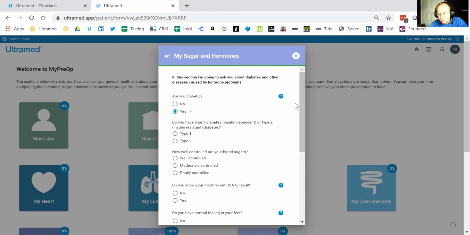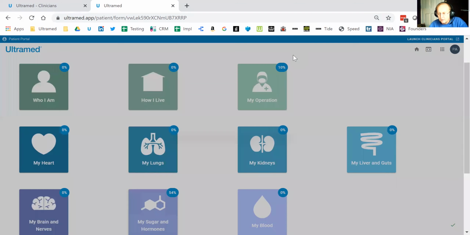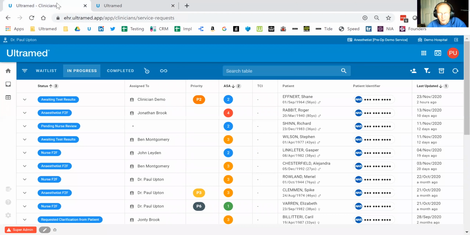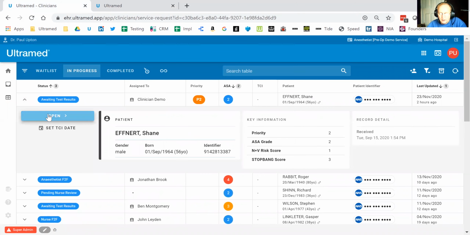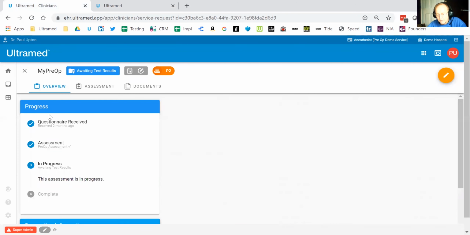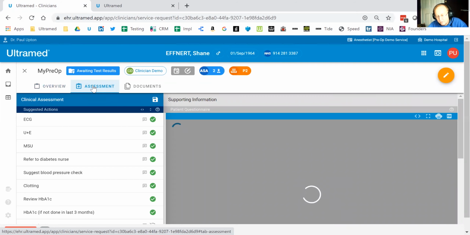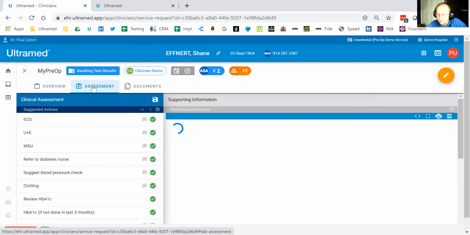So there are branching clinical algorithms, and as they go through the program, what it's generating is ASA grade, suggested tests as per NICE guidance, and various other actions such as putting a patient first on the operating list if they're diabetic. This is now on the patient clinician portal, and so what we're doing here is now opening up a patient record so that we can see what it looks like when it comes through for the clinician to review the patient's output.